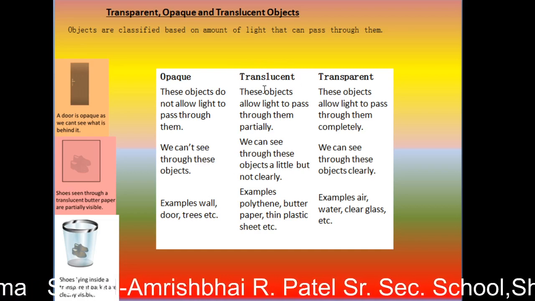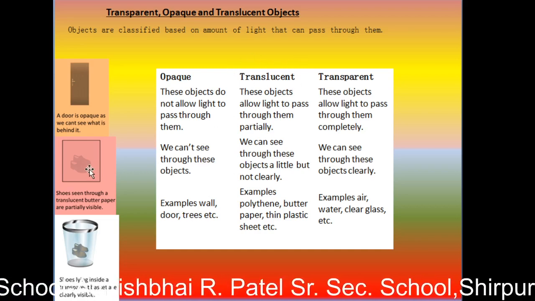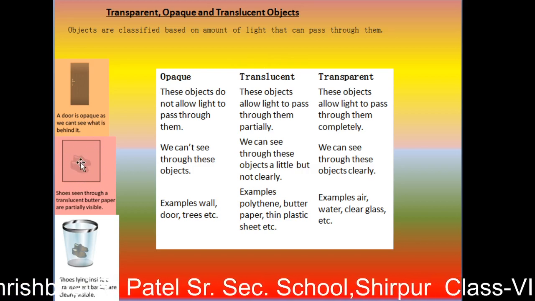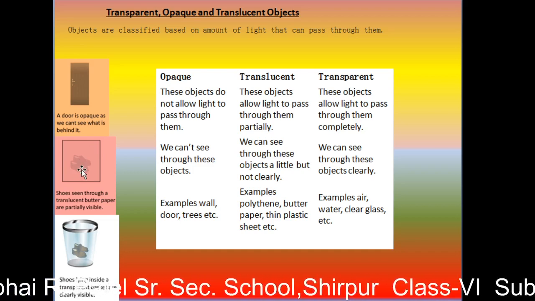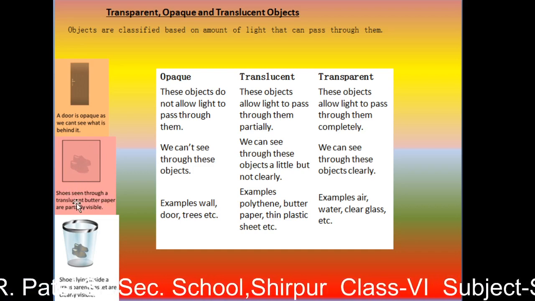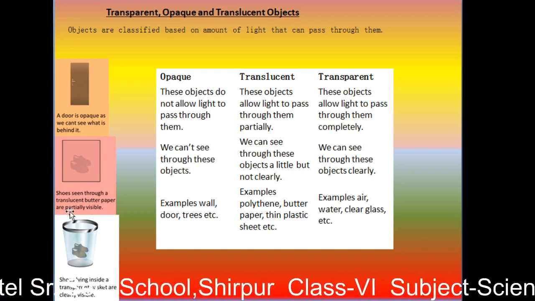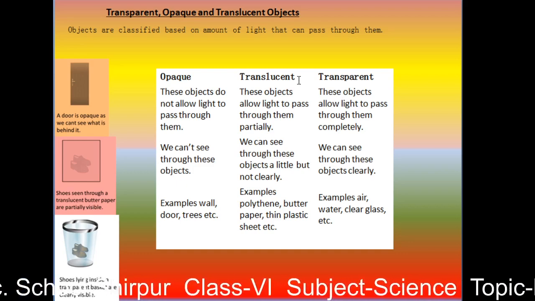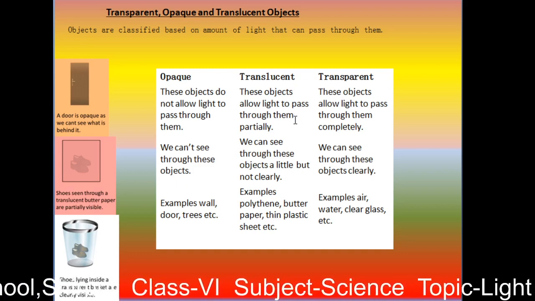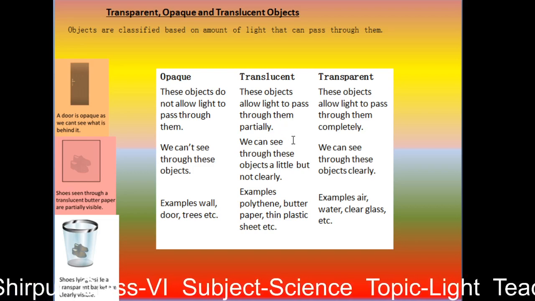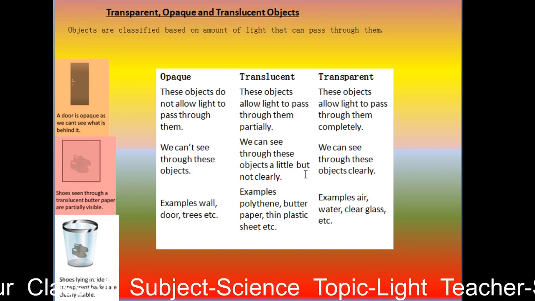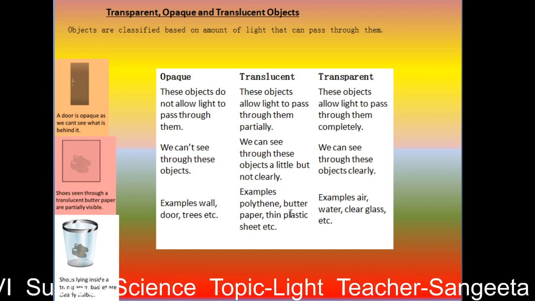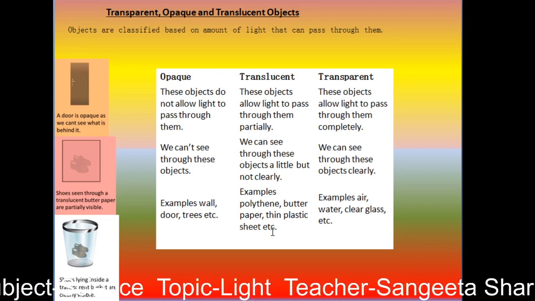Next, what are translucent objects? In the next picture you can see something is here and behind this there is a pair of shoes. You can see but not clearly. So shoes seen through a translucent butter paper are partially visible. What are translucent objects? These objects allow light to pass through them but only partially. We can see through these objects a little but not clearly. Examples: polythene, butter paper, thin plastic sheets, etc.